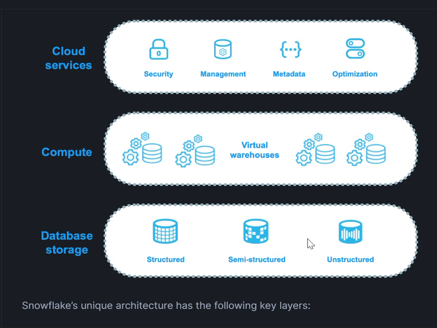So in the end, Snowflake architecture consists of three layers: cloud service for management and optimization, the computation layer with virtual warehouses for query execution, and the storage layer for centralized, secure data storage. I hope you guys are clear with the architecture of Snowflake.